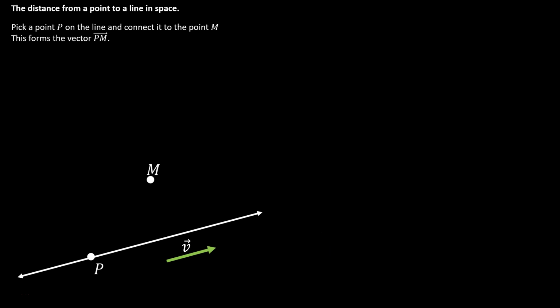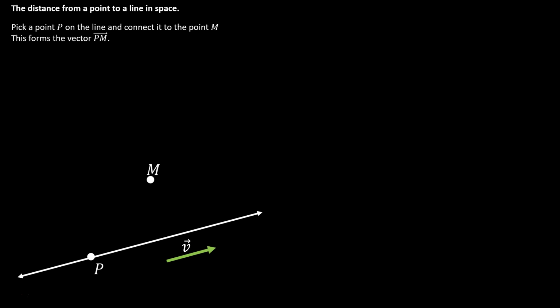Now that we know how to write the equation of a line in space, in other words, 3 dimensions, we can start talking about problems that involve lines. For example, maybe we want to know how far away a line is from some point in space. Now, there are applications for this.